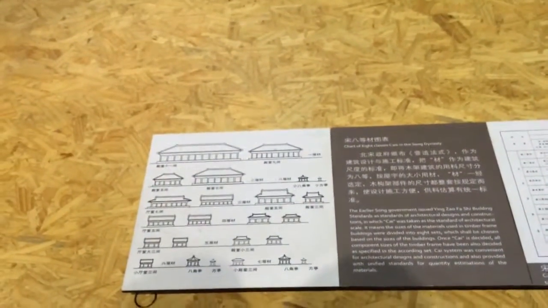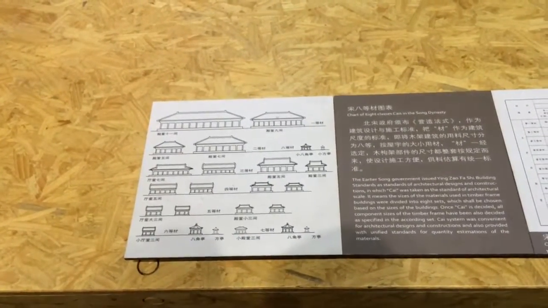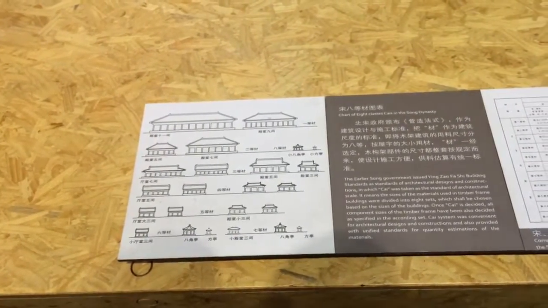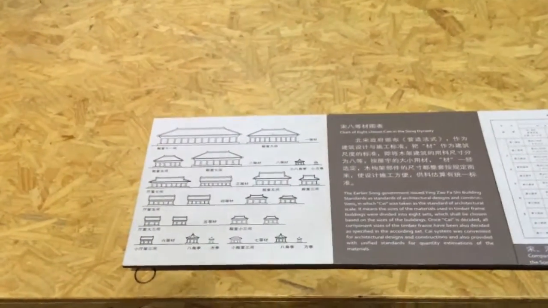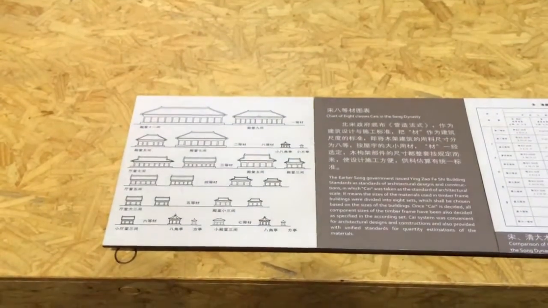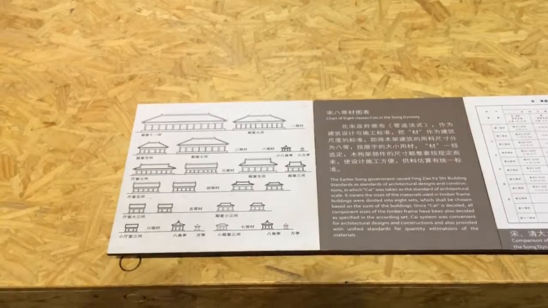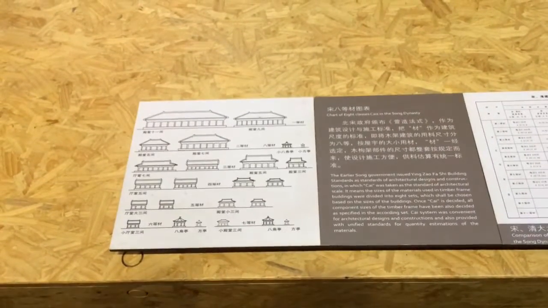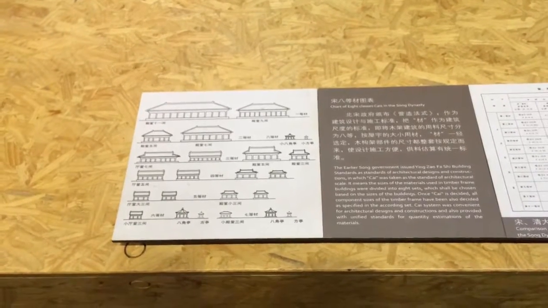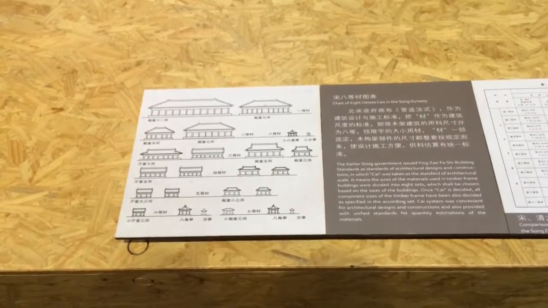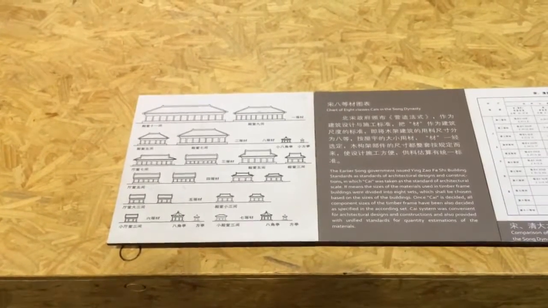Chart of 8 classes. Case in the Song. Earlier, the Song government issued Yingzao Fashi, building standards. The standards are for architectural design and construction in which Cai was taken as the standard of architectural scale. It means the sizes of the materials used in the timber frame buildings were divided into 8 sets, which shall be chosen based on the size of buildings. Once Cai is decided, all component sizes of the timber frame have also been decided as specified in the according set.